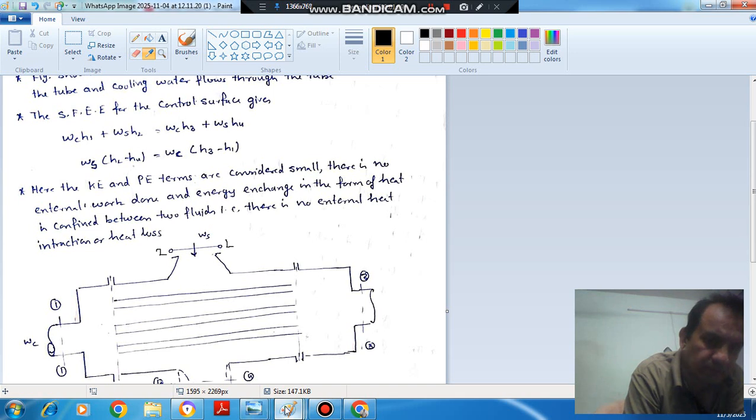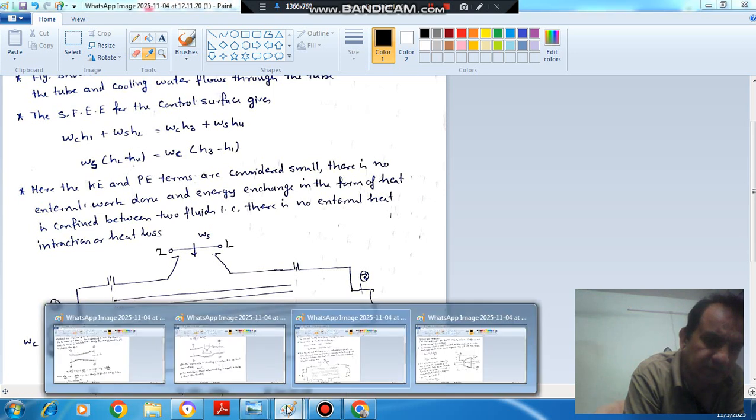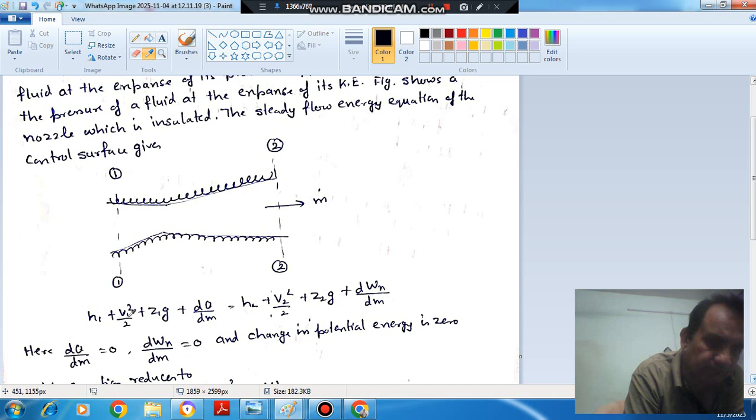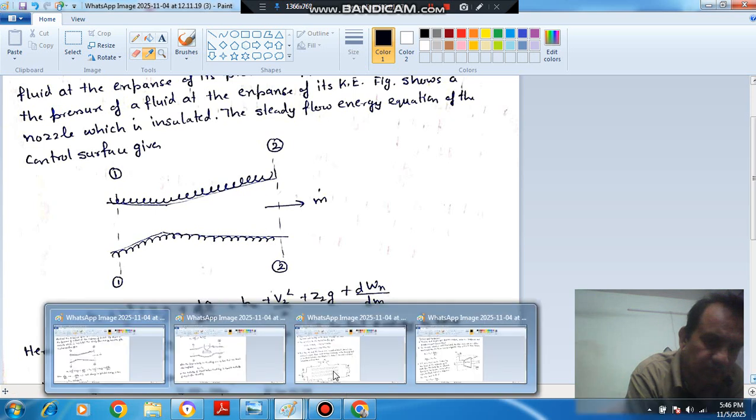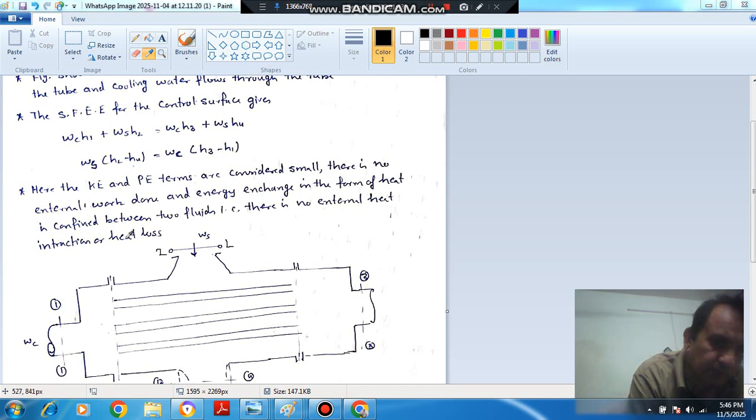If we consider the steady flow energy equation, the inlet velocity and outlet velocity are the same, so the kinetic energy term is neglected. Both fluids are at the same level, so the potential energy term is also the same. They are not supplying any work, so that cancels out. If there is no external heat, that term is not there. So input total enthalpy is equal to output total enthalpy.